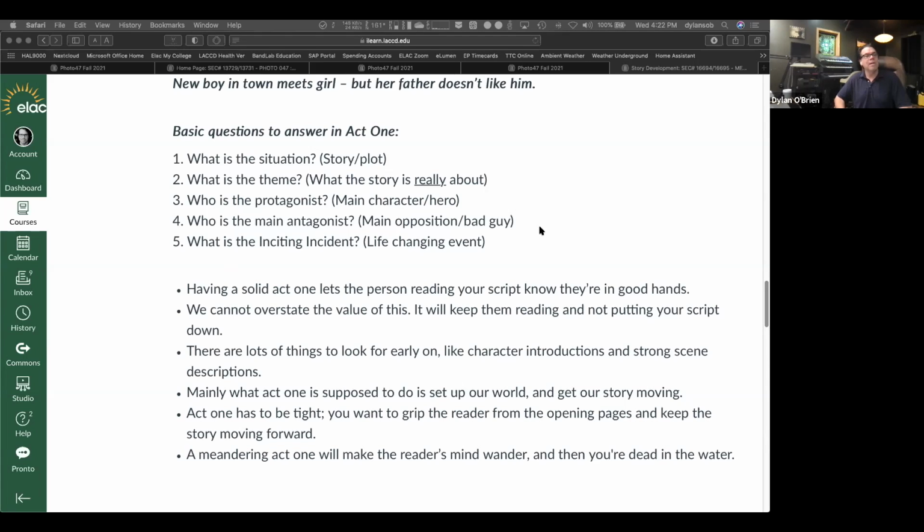So here we're talking about if I do a pitch session, I deliver the log line, I have the treatment written up for the executive producer, and they're like, cool, you know what, I like this. Let me read the script. They're going to start reading the script. If Act 1 sucks and they do this, you're toast. They're never going to finish reading your script.